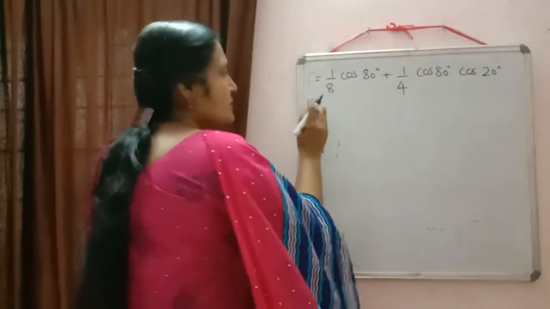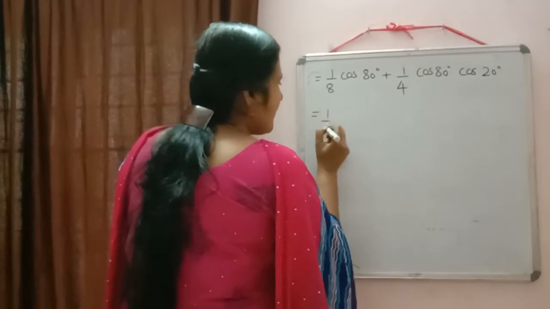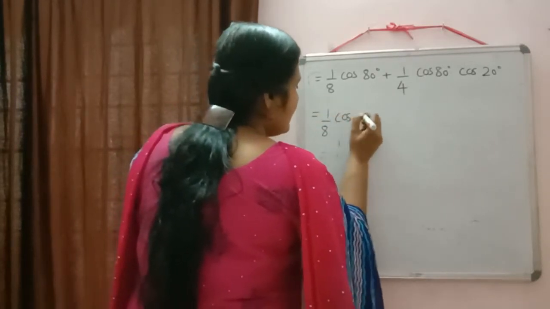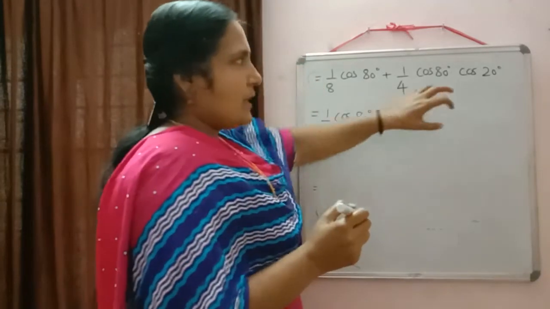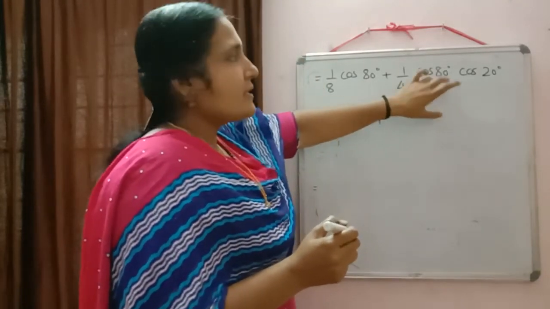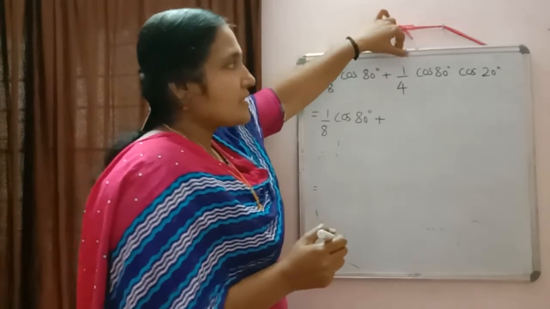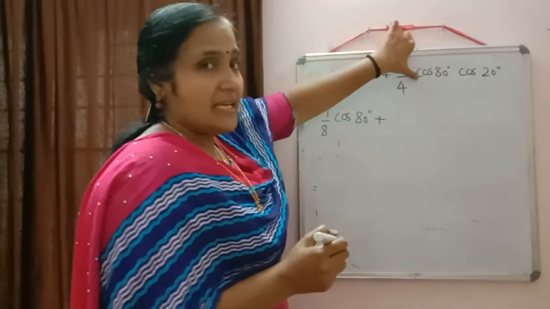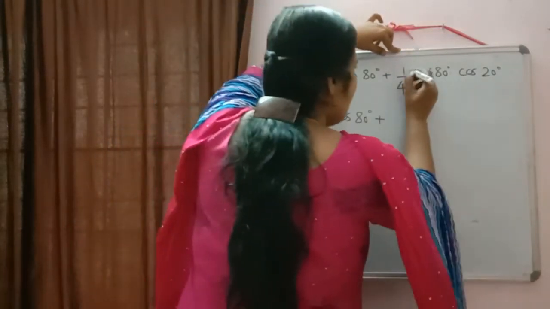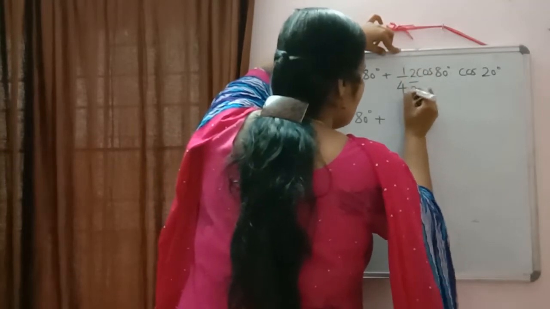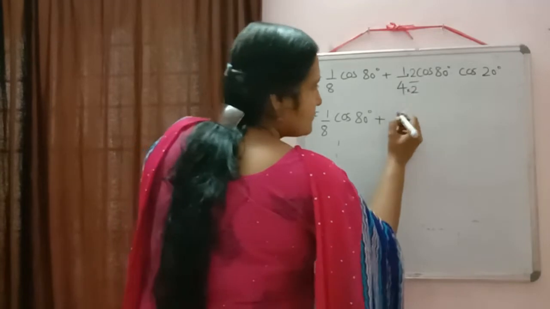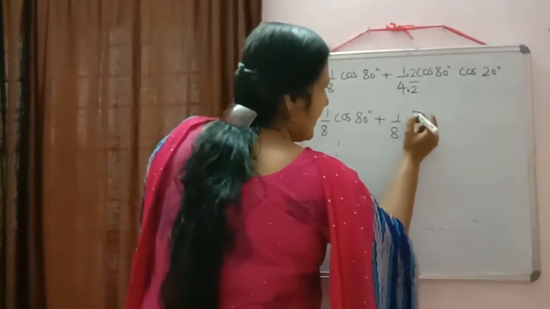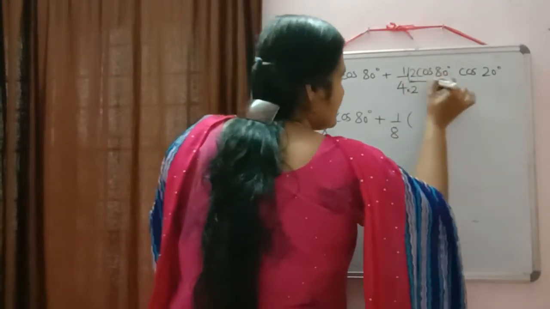So we'll use the formula to convert that product. 1 by 8 into cos 80 degree as it is. Now here, to convert this product in the form of addition or subtraction, what we need here? We need a 2. So again we will multiply and divide it by 2. So it will be equal to 1 by 8 into the remaining.